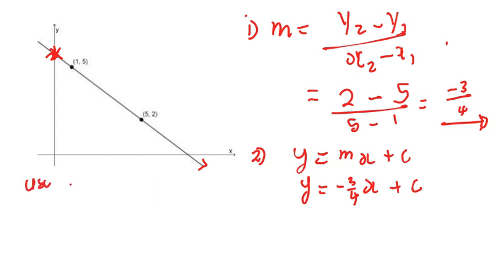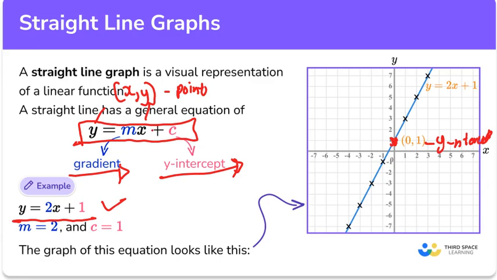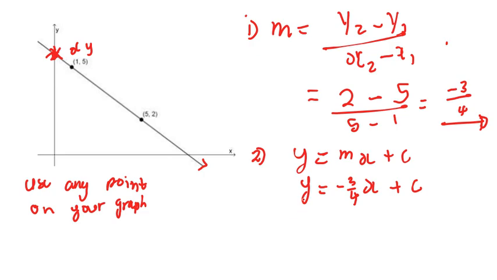How can you get the values of x and y? Use any point on your graph. Let's use (1, 5). You're going to substitute x as 1 and y as 5. Remember what I said previously: y and x represent any point that is on the graph. Same thing here. Let's work it out. For y, I'm going to put 5. You can even use this other point. Try to use this point at home and see if you get the correct answer.